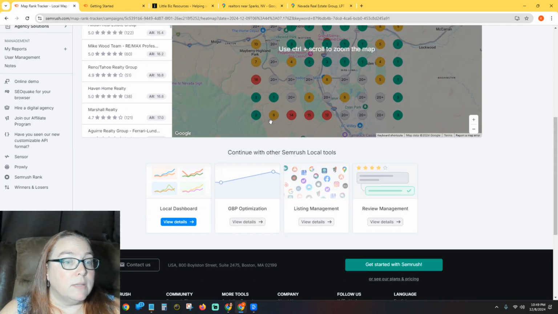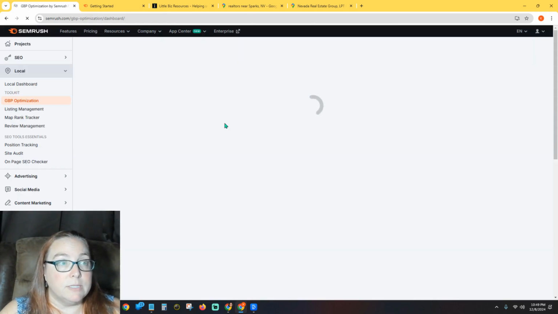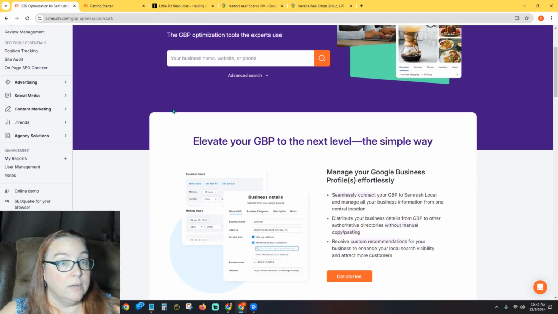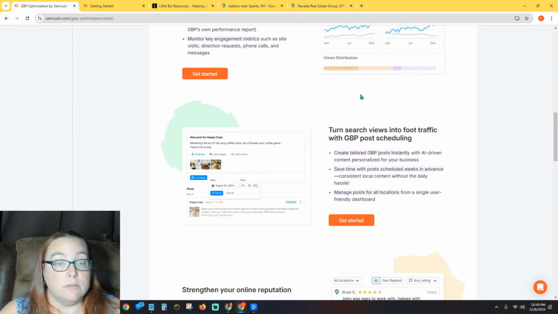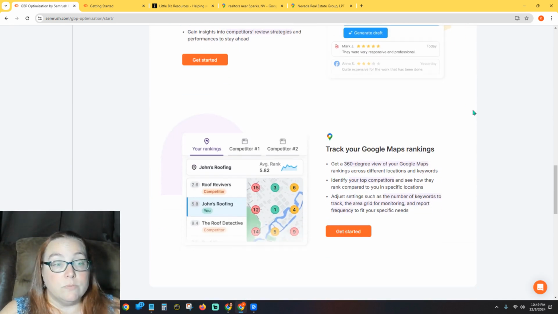And then, if we look at the optimization again, that's what they're talking about, the citations. So the citations are a big thing. They're doing the reviews.